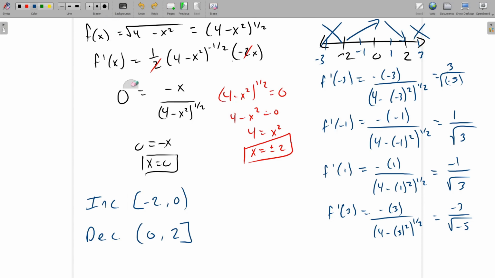Alright, so that is how we can use the derivative to find intervals of increasing and decreasing for any given function.